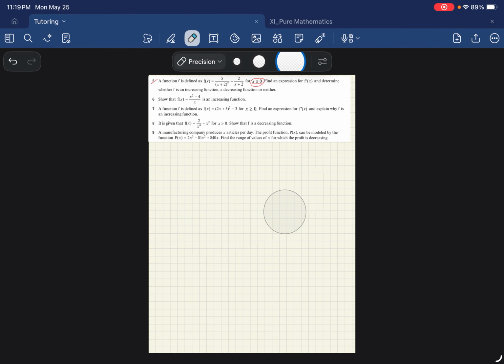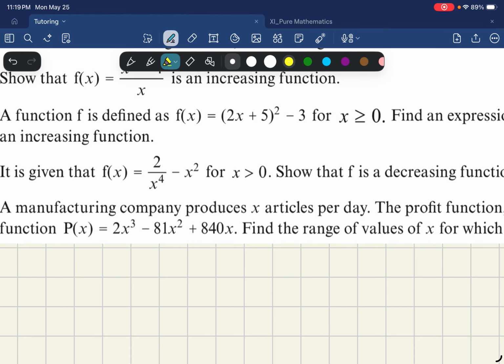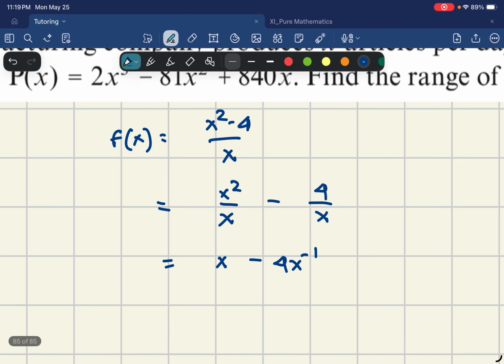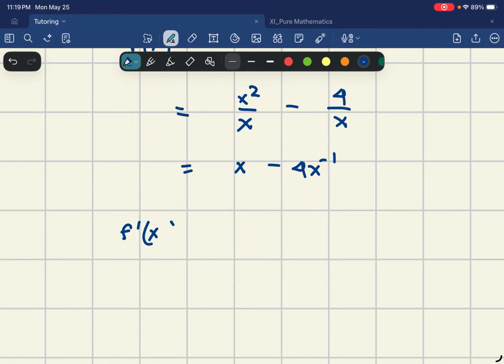Alright, so question 6. Show that this expression is an increasing function, and we just need to show that f dash of x is bigger than 0. So we are given x squared minus 4 divided by x, right? I can write this as x minus 4 over x. How? Well, x squared divided by x is x, and 4 over x I can write as 4 times x to the power negative 1.